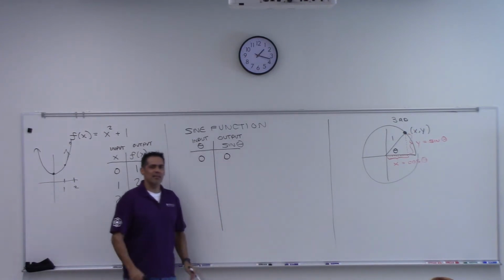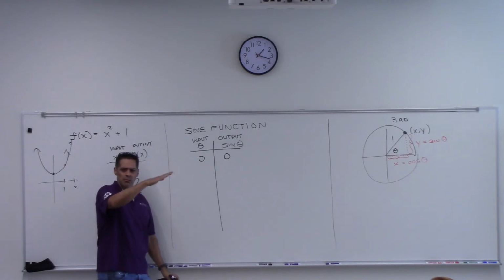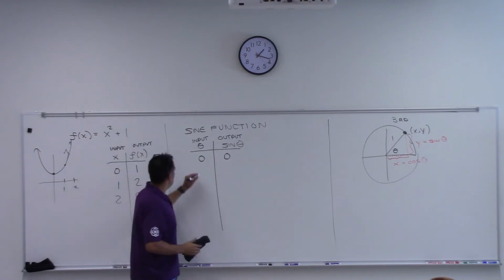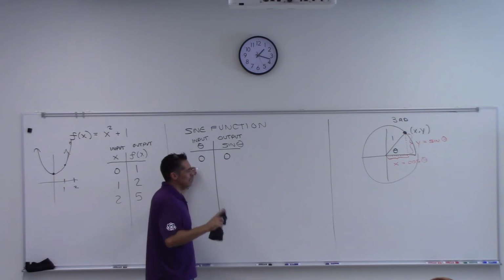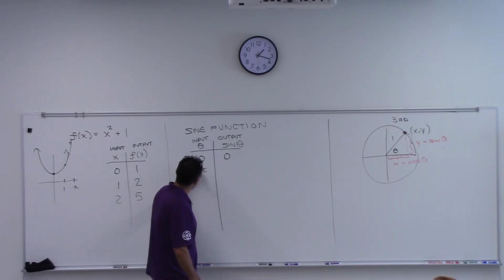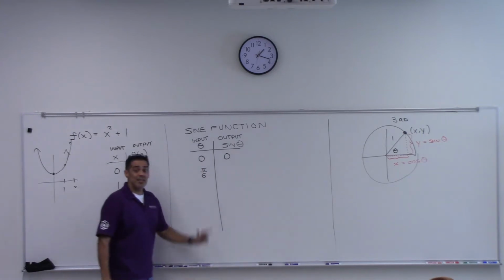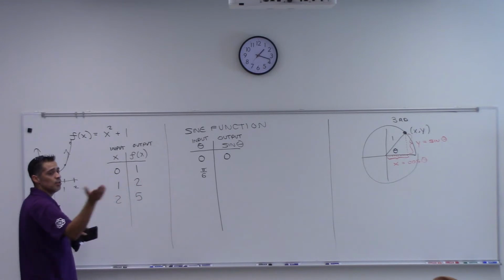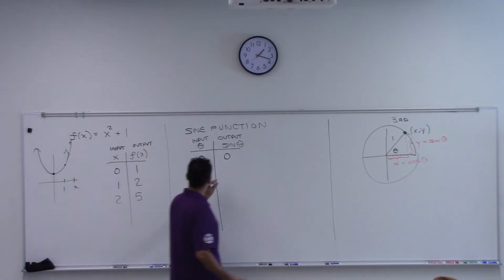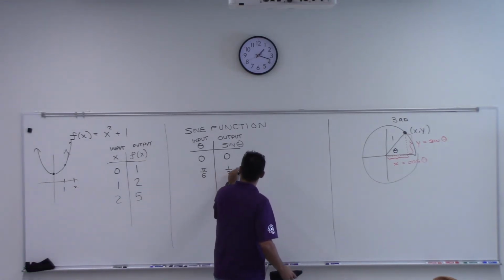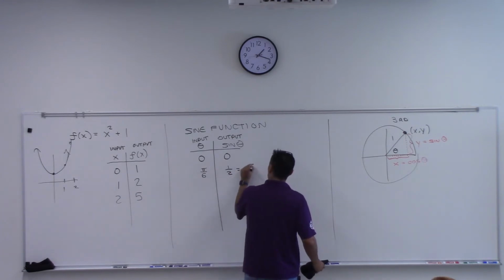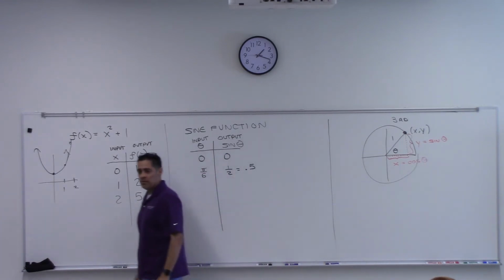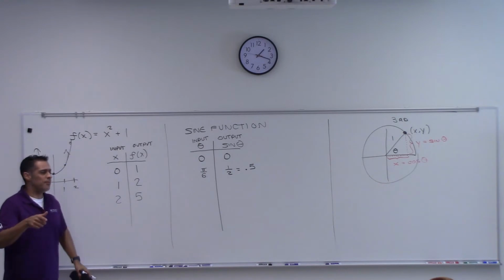What's the next angle you know? 30 degrees. So if I say, you know what, let's do radians, I think we need to work with radians more. Isn't that pi over 6? What is sine of pi over 6? 1 over 2, 1/2. I'm going to write that as a decimal, just so we have it: 0.5.